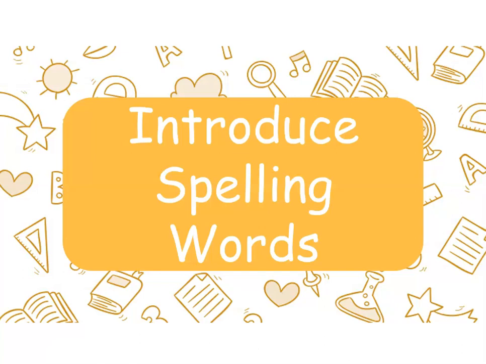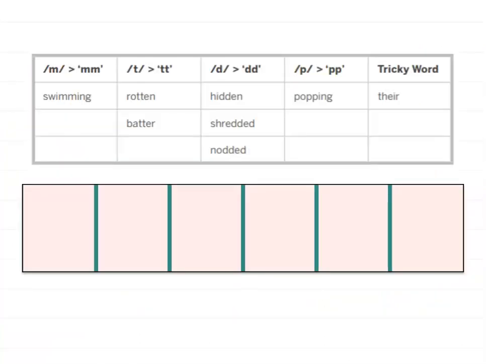Let's look at our new spelling words for this week. We have one word with the sound. The first word is swimming. The sounds are s, w, i, swimming. We have two words with the t sound. The first word is rotten. R, o, t, rotten. The next word is batter. B, a, t, batter.